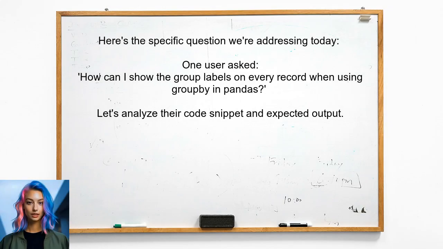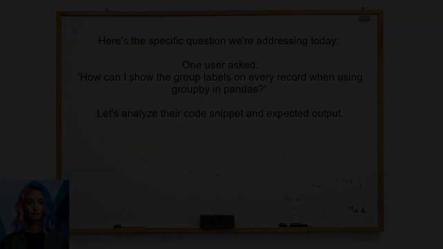Here's the specific question we're addressing today. One user asked, how can I show the group labels on every record when using GroupBy in Pandas? They provided a code snippet and expected output, which we'll analyze together.